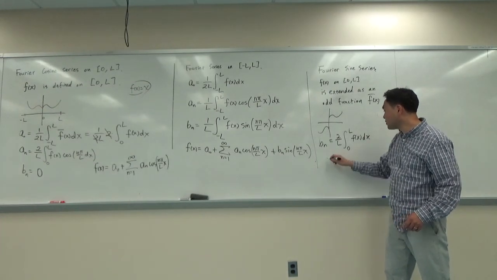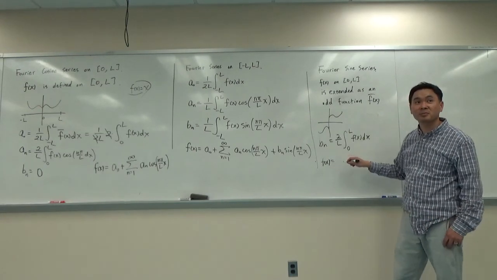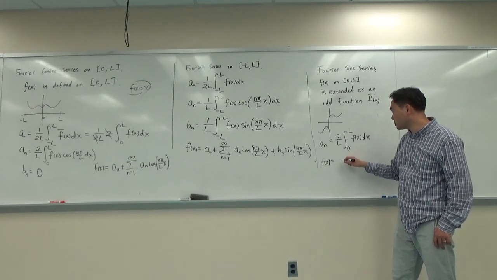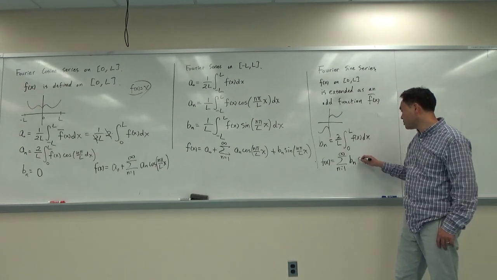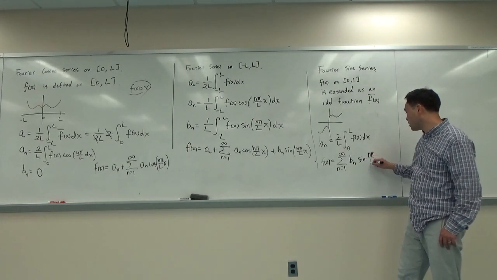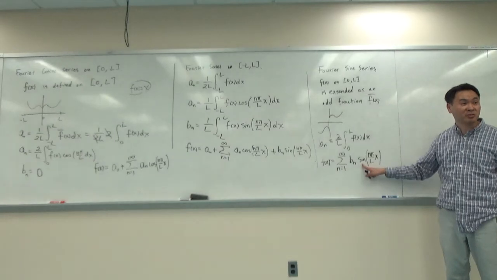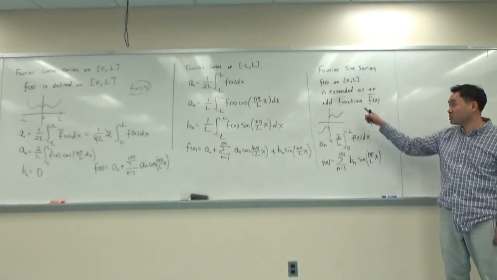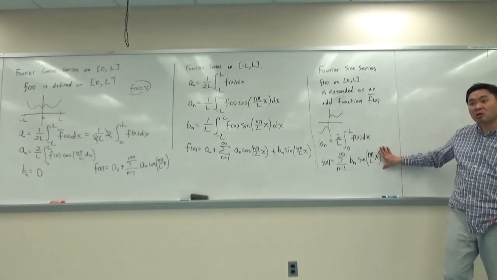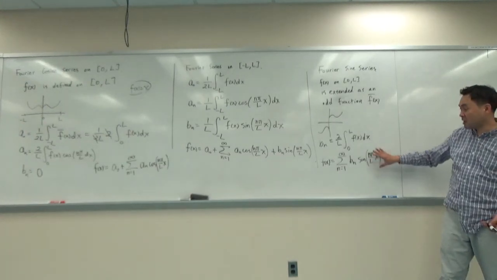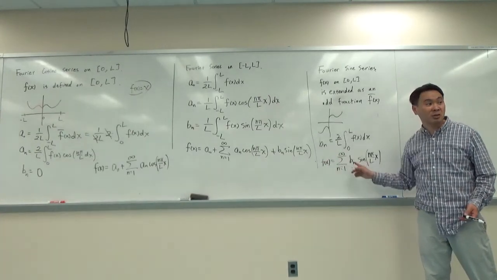And then the function would be defined as, what is it? Summation for n from 1 through infinity of bn sine n pi over L x. So that's going to be called the sine series, obviously, because it only has sines. Okay? There are no cosines at all because you extended it as an odd function. And again, when you interpret this result, it doesn't mean that f of x is equal from negative L to L. It's only equal from 0 to L. Okay? You have to be careful.